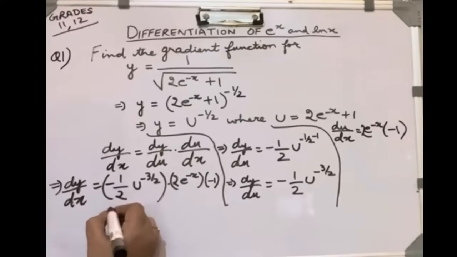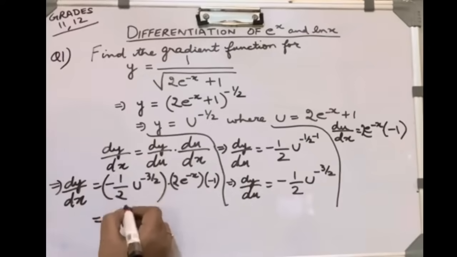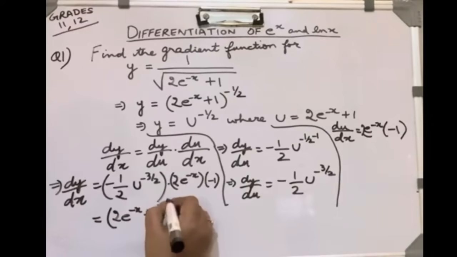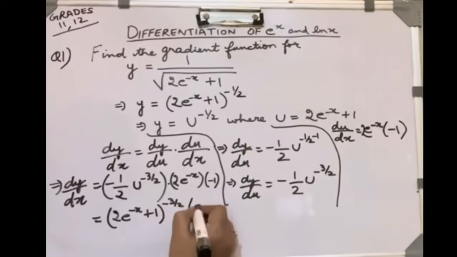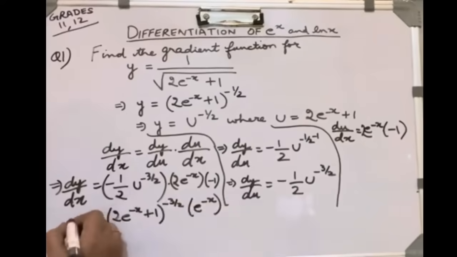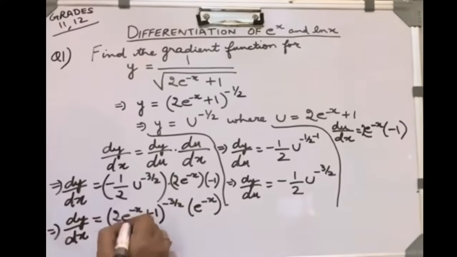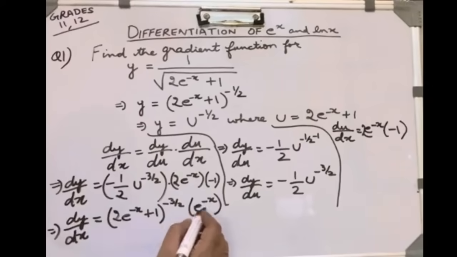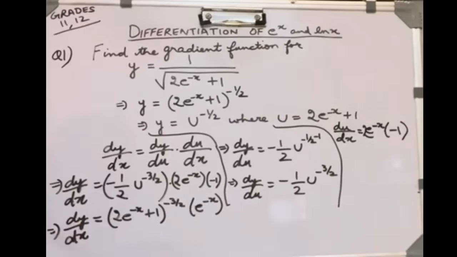So we first substitute the value of u here. The terms are (2e to the power minus x plus 1) whole to the power minus 3 by 2 and multiplied by e to the power minus x. So this is my final answer. dy by dx is (2e to the power minus x plus 1) whole to the power minus 3 by 2 multiplied by e to the power minus x.